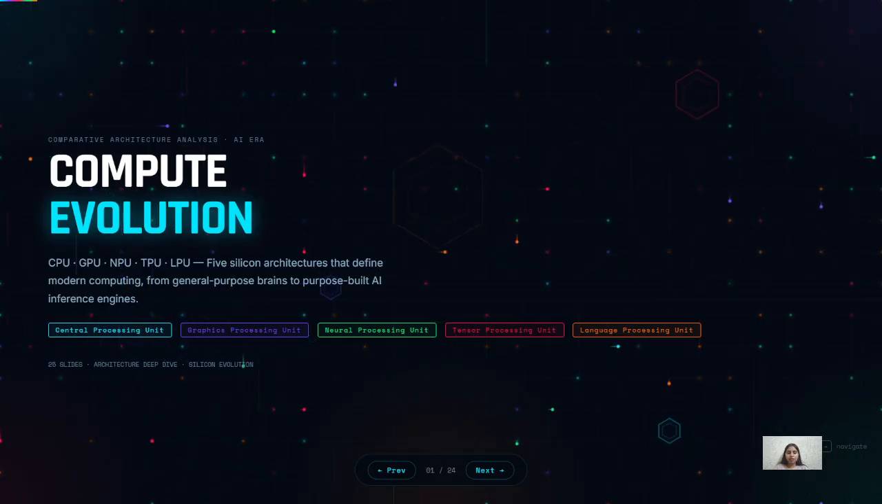Artificial intelligence is changing the entire computing industry. But behind every AI model, smartphone, game engine and chatbot, there's a different kind of processor working silently: CPUs, GPUs, NPUs, TPUs, and LPUs. Each one is designed differently. Each one solves a different problem. And today we will compare all five architectures in detail.